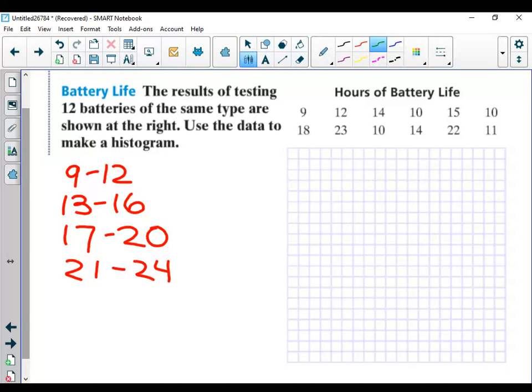So now number 2, make tallies, right? So when you see Drake with his 9-hour phone, that's 1 tally next to my 9 through 12 group.